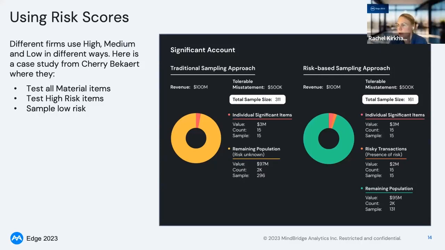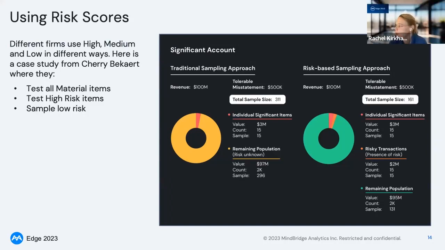The approach that Cherry Baccarat took was they were still identifying the individually significant items, so we're still taking the material items out, also taking out the high risk items because those are risky transactions, and so we're treating them in the same way we would an individually significant item. So we're then going to test the residual population. Because you've taken out the high risk transactions, the presumed level of risk in your residual population is lower, which means that you can reduce your sample size because you know the potential level of risk is lower.